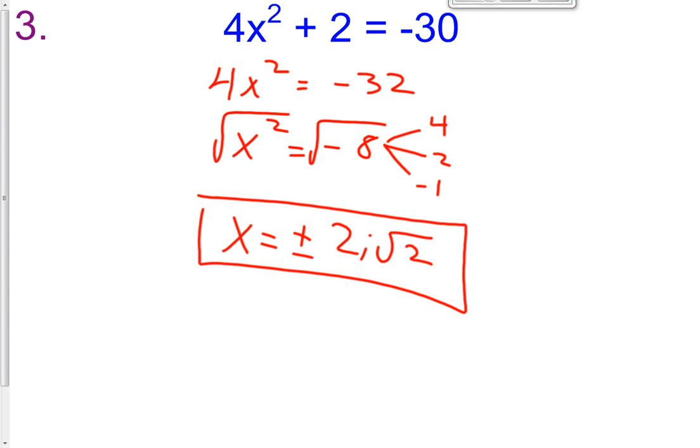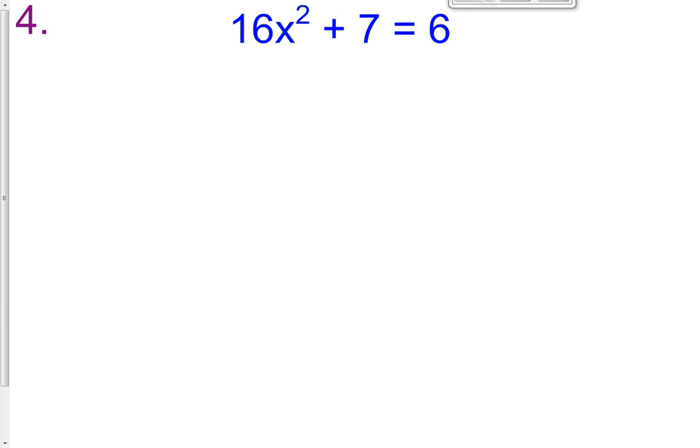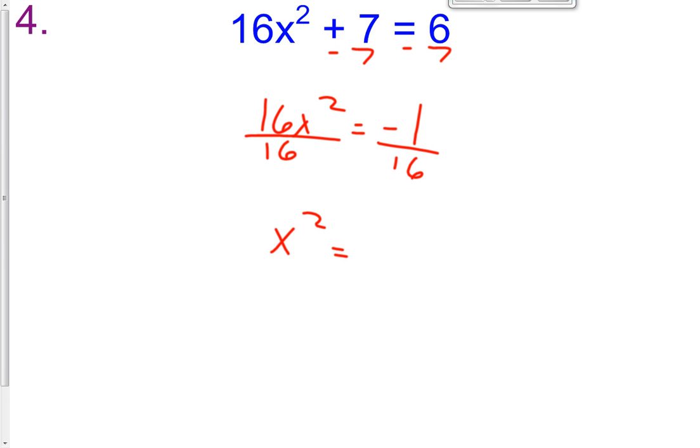Number 4, we're first going to subtract 7. And then we get 16x squared equals a negative 1. Then we're going to divide both sides by 16. So we get x squared equals a negative 1/16. And then we're going to square root both sides.